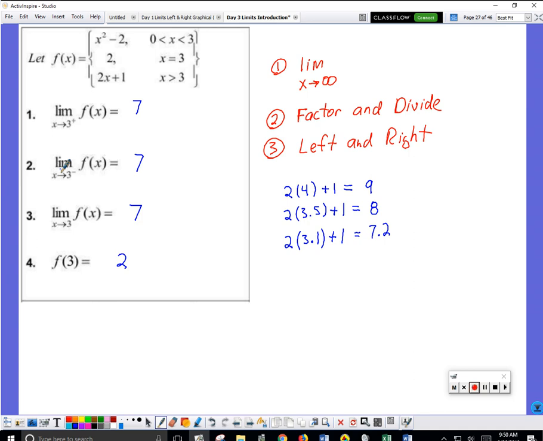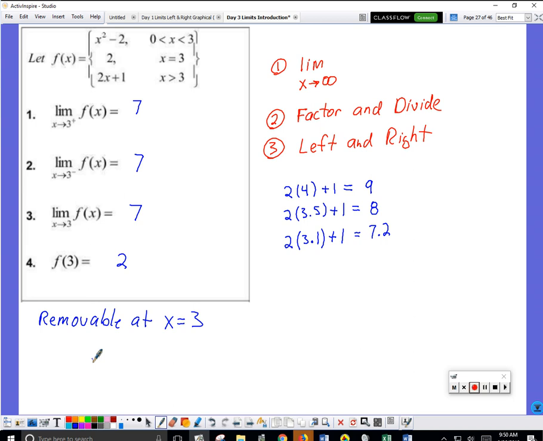However, the overall value of the function is different from the left and right limits. That's a removable discontinuity. So this function would have a removable discontinuity at x equal 3. It's not continuous at x equal 3. If the function were continuous, the left limit, the right limit, and the value of the function would all be the same. That's the definition of continuous.